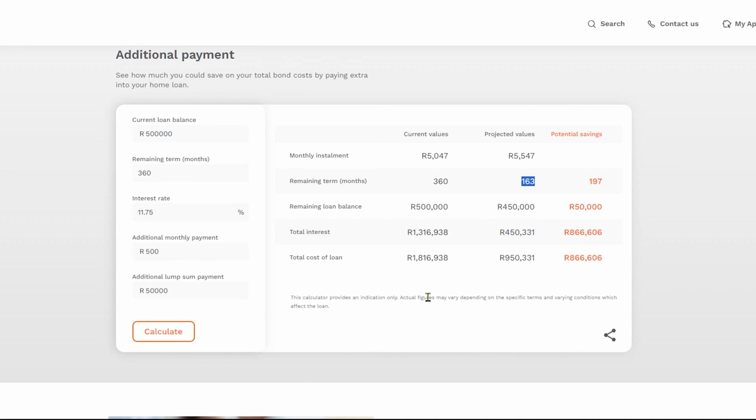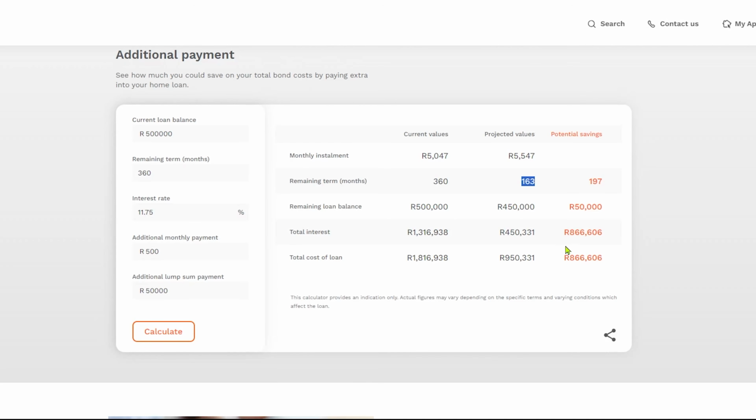So if we make a 10% additional monthly payment as well as a once-off 10% lump sum payment, we can go down from a 30-year loan to almost a 14-year loan. This is great because the amount of interest that we will save by following these two basic steps will be around 866,000 Rand, basically cutting the interest in half.